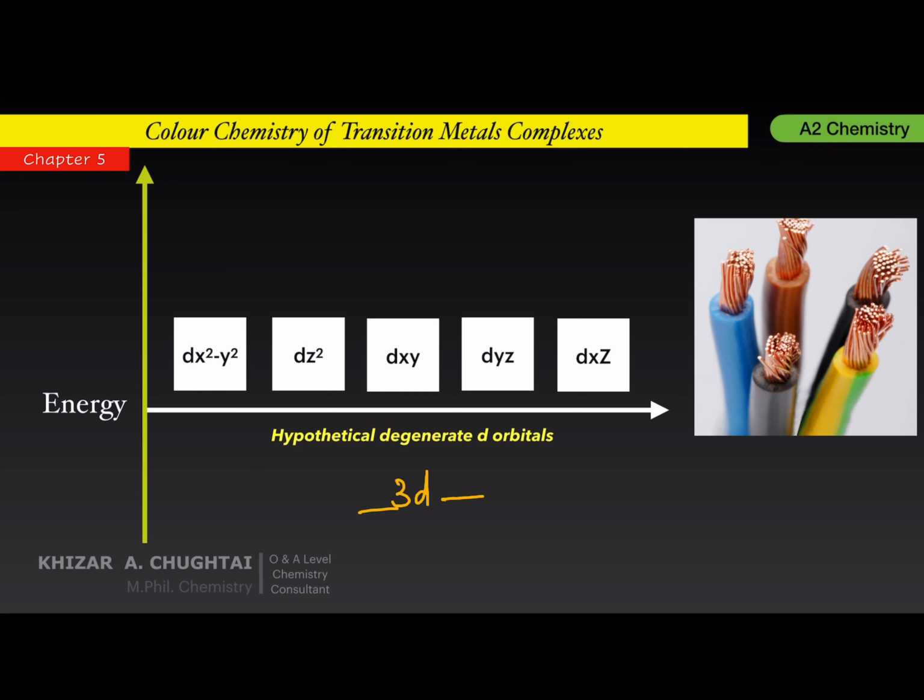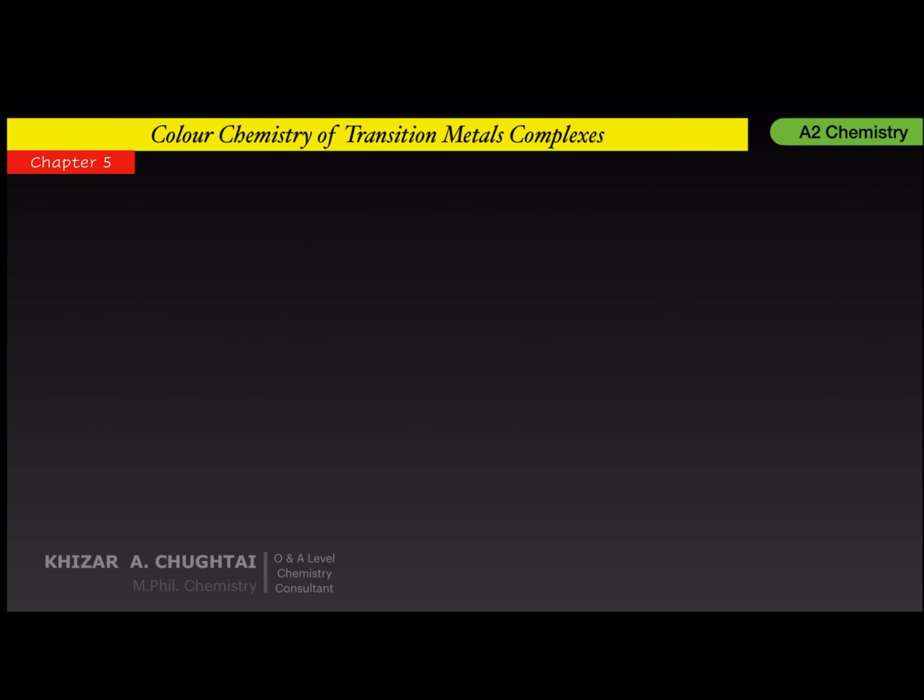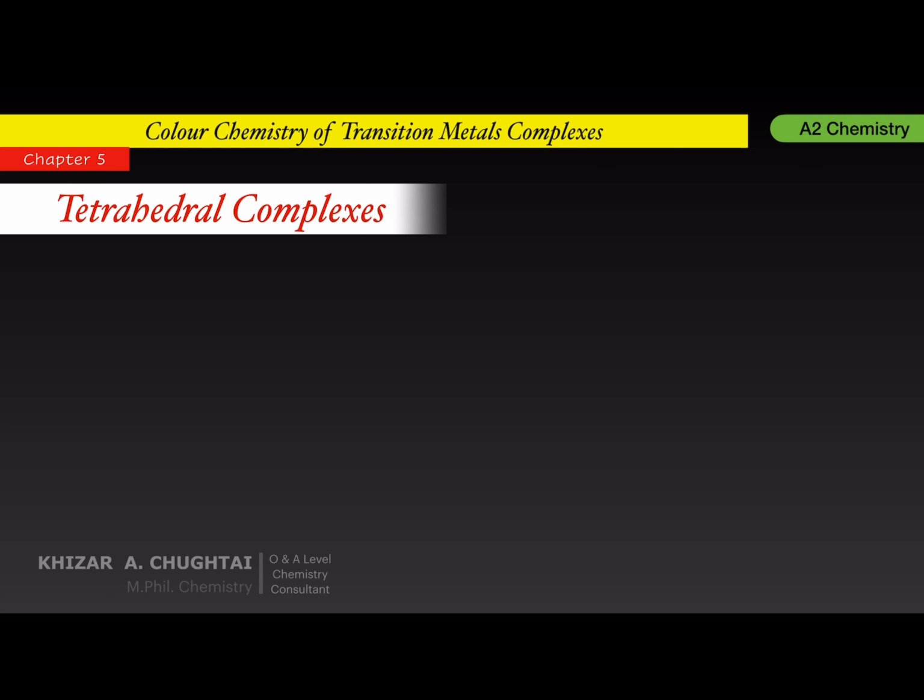For copper, as far as the A2 Cambridge syllabus is concerned, there are two possible complexes. One is the octahedral complex, and the other is the tetrahedral complex. When these metal ions react with different ligands, they may make octahedral complexes or tetrahedral complexes. For example, tetrahedral complexes.